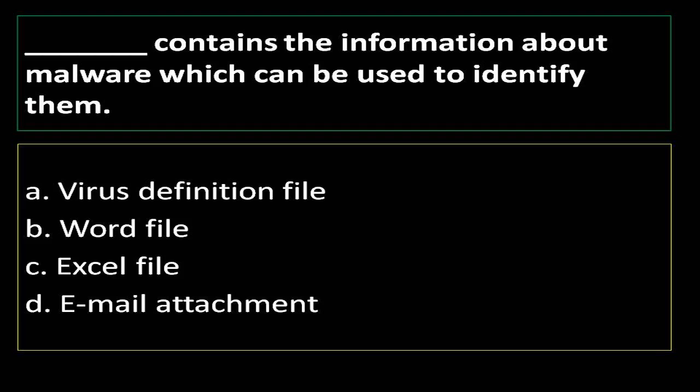Dash contains the information about malware which can be used to identify them. Option A, virus definition file. Option B, word file. Option C, Excel file. Option D, email attachment. And the right answer is option A, virus definition file.